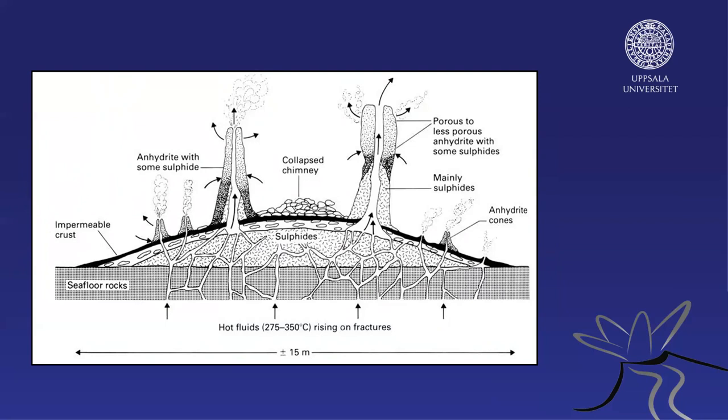Eventually they collapse, and they form a crust. And underneath, you have a network of fractures, and you have a lot of fluid circulation, and you form sulfides. So that's the way you form most of the massive sulfide deposits on Earth. All the massive sulfide deposits that are exploited nowadays, we think they were formed like that.